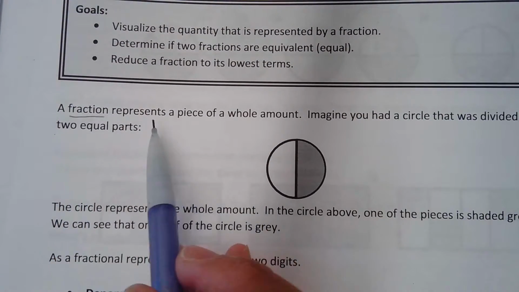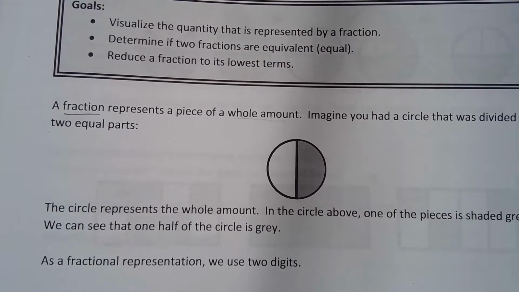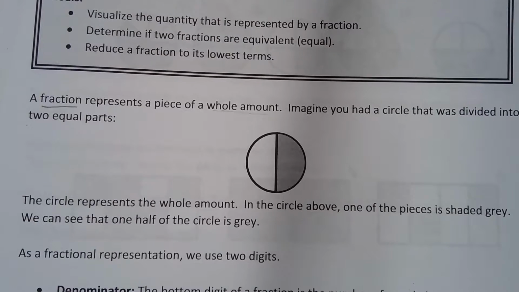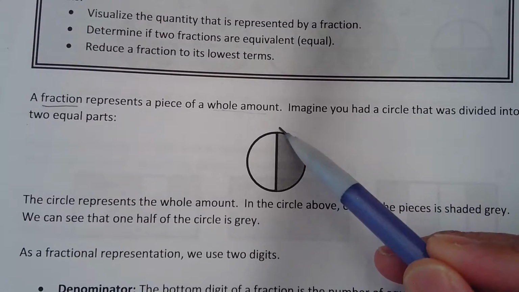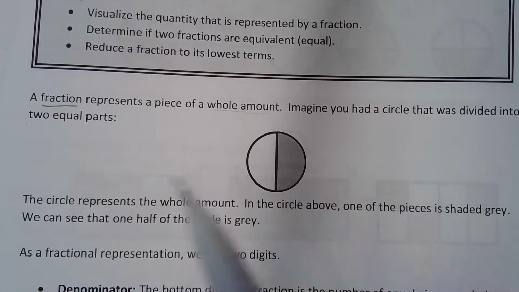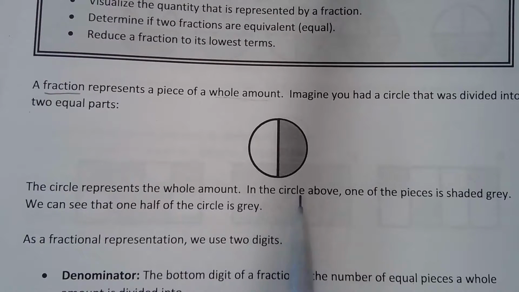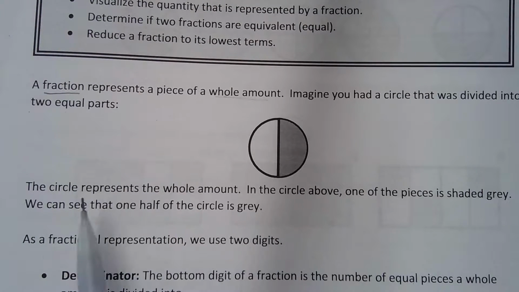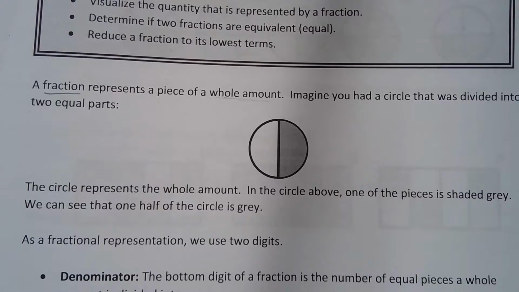A fraction represents a piece of the whole amount. So imagine you had a circle that was divided into 2 equal parts. This one here is the whole amount, and if you cut it in 2 parts, you see that they're 2 equal parts, right? So the circle represents a whole amount. In the circle above, one of the pieces is shaded gray, and we can see that 1/2 of the circle is gray. That means there are 2 parts, and 1 out of the 2 parts is gray.